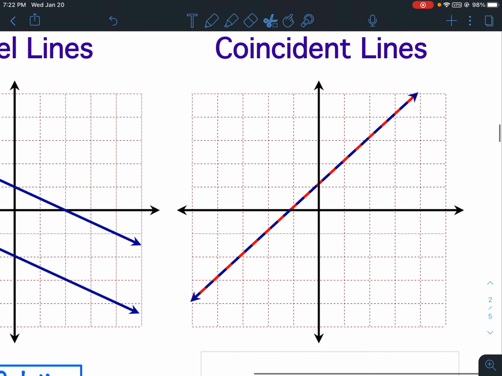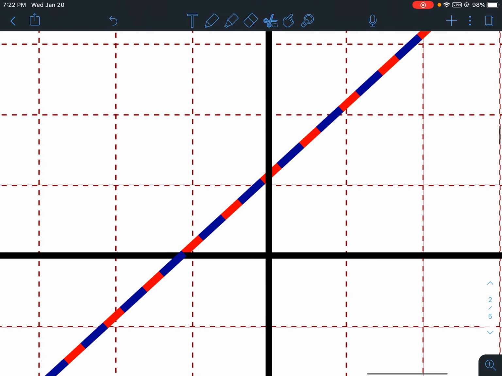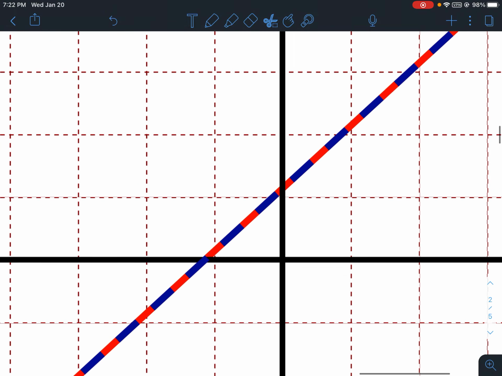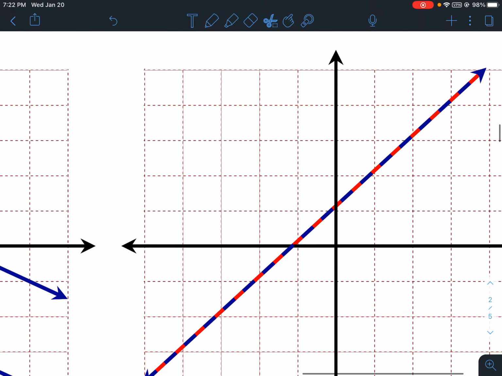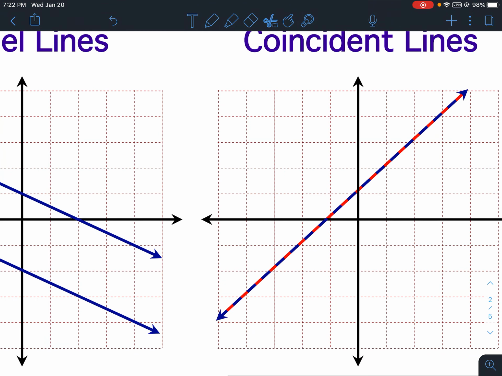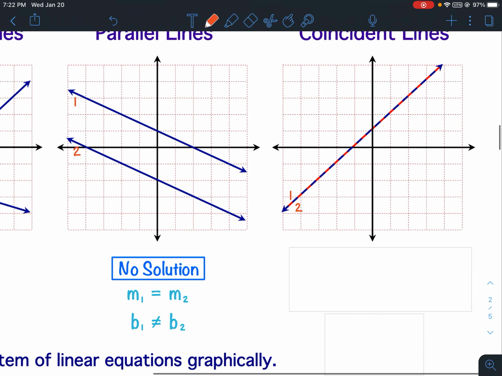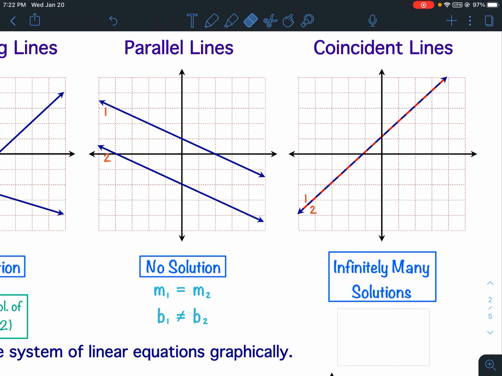And these are coincident lines. It might be hard to see, but notice how there is a red solid line with a blue dotted line over top of it. So you can tell that this is both line 1 and line 2. They lie on top of one another. So they share every single point. And because they share every single point, they have infinitely many solutions. And because it's pretty much the same line, their slopes are the same and their y-intercepts are the same. So pause your video and get all of that written down.